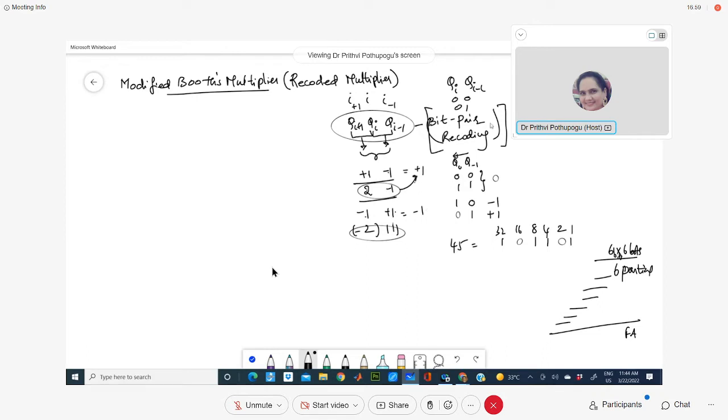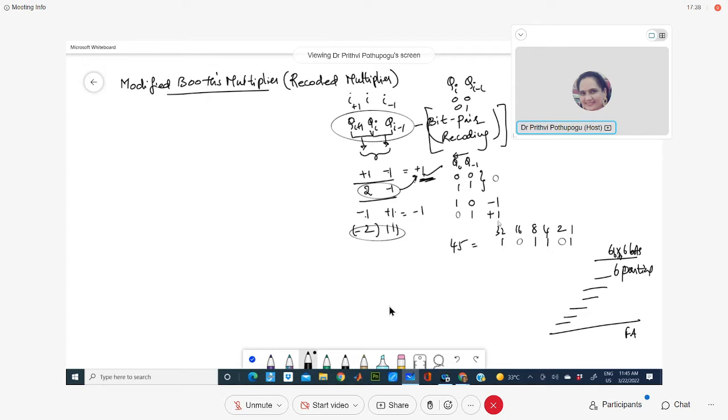Instead, if you do bit pair recoding, the number of partial products will come down, because at a time we take 3 bits together and only one bit pair will be generated. In place of 3 bits, 1 bit pair means you are cutting down 2 iterations, 2 partial products. Only one partial product derives all the 3-bit equivalent value, which is the iteration that would have to be done without bit pair.